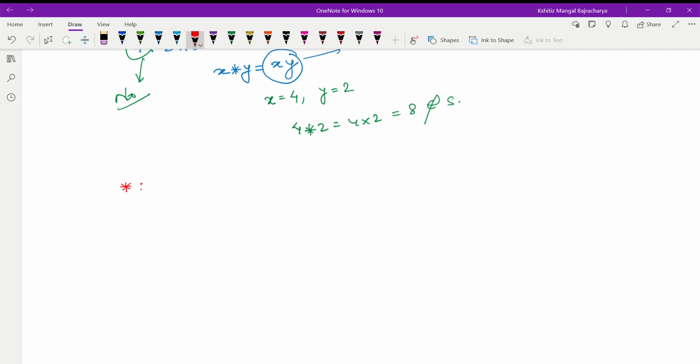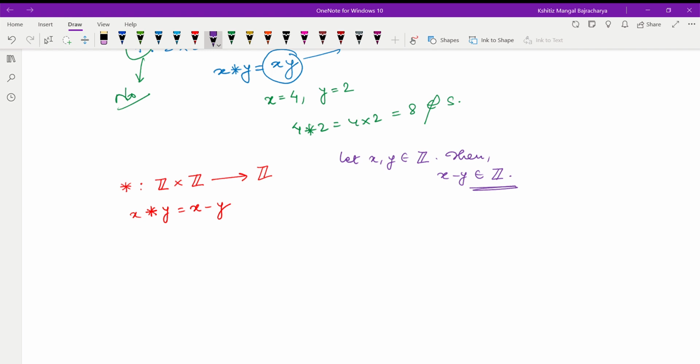Let's take the set of integers. x star y is defined by x minus y. Now this is a binary operation because if we take any two elements from the set of integers, then by the properties of integers we're going to get something like this. So for all x, y belonging to Z, we get x minus y belongs to Z. So this is a binary operation.